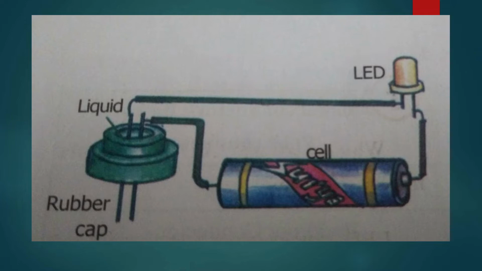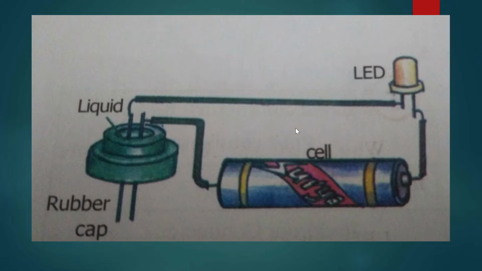Here you see the electrical conductivity of liquids, the second activity which we had performed in our first session. So here also we are going to take an injection bottle cap, rubber cap that is, and insert two pins and connect them to an LED and a cell. When we connect these two together, we see that if the liquid is an electrolyte, the LED glows.